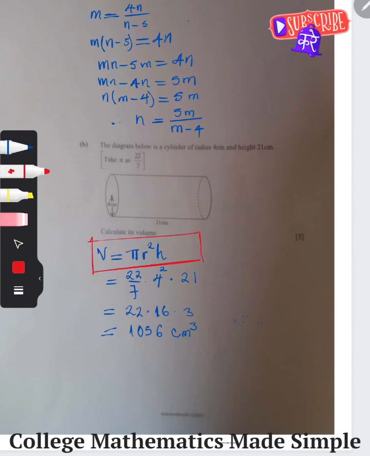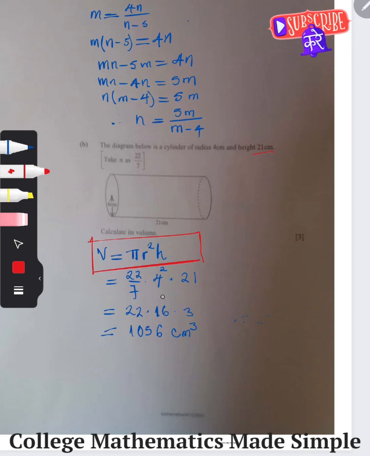All you need to remember is the volume of a cylinder is given by pi r squared h, where r is the radius and h is the height. Radius has been given as 4 centimeters, height has been given as 21 centimeters, and pi is specified here as 22 over 7. So I just use that.